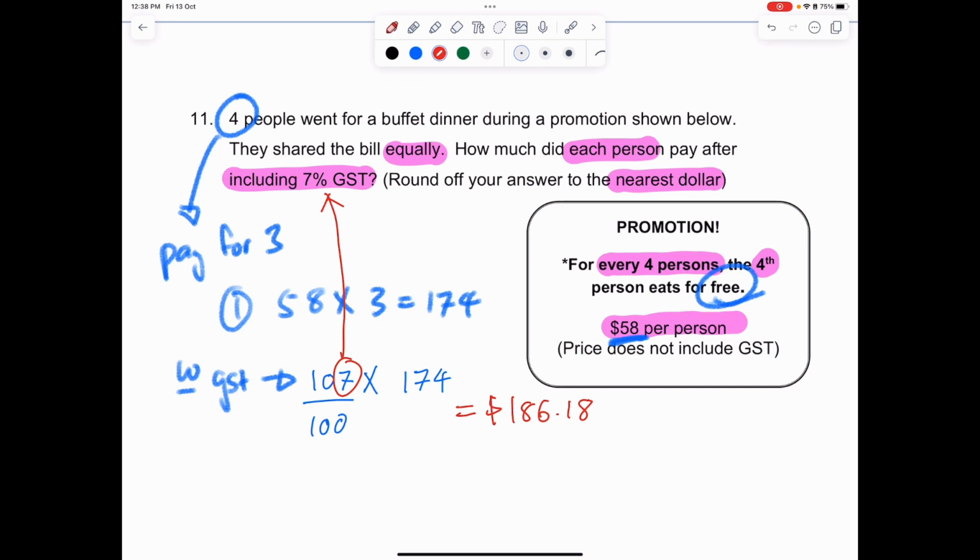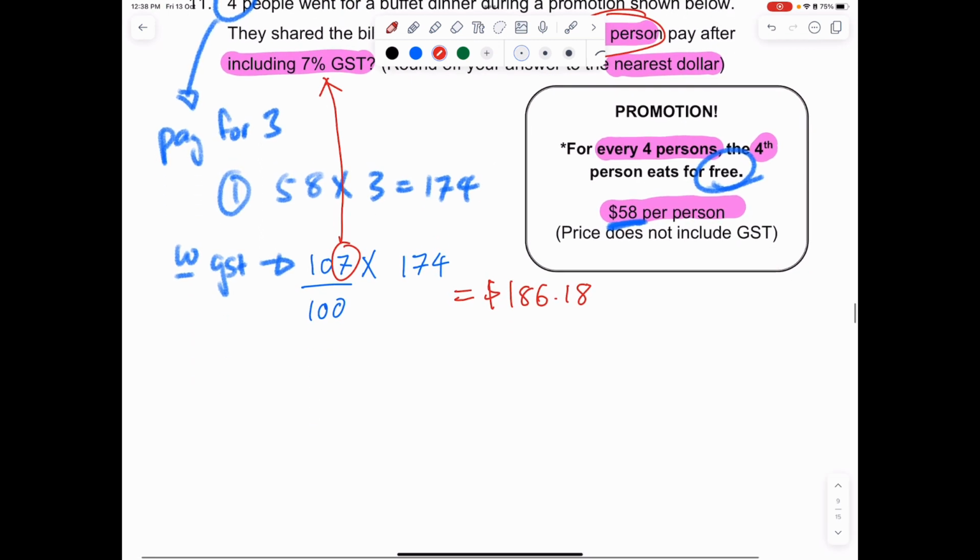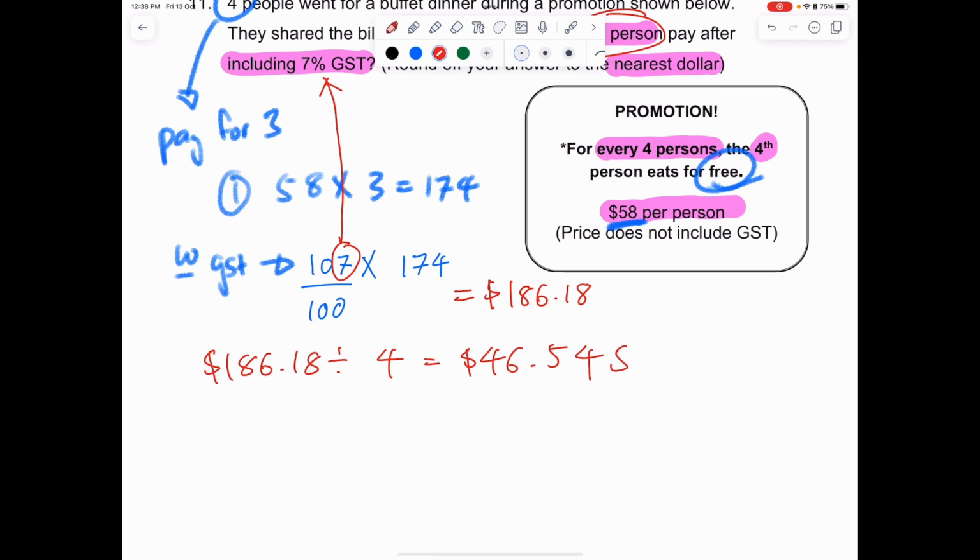But wait, then they say each person. So we next have to take 186.18 divided by 4. By 4 and not by 3 because there are 4 persons. You will get 46 point, one second, let me calculate this. This one can use a calculator. 46.54.